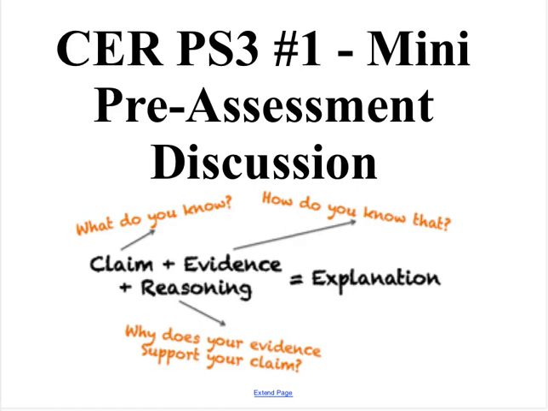So this claim and this evidence, the last part of the CER is the reasoning. The reasoning is what takes the evidence and explains why that evidence supports the claim. And this is the most important part. You can say you have evidence and you can make a claim, but why does that evidence support the claim? And that's really what the reasoning is.